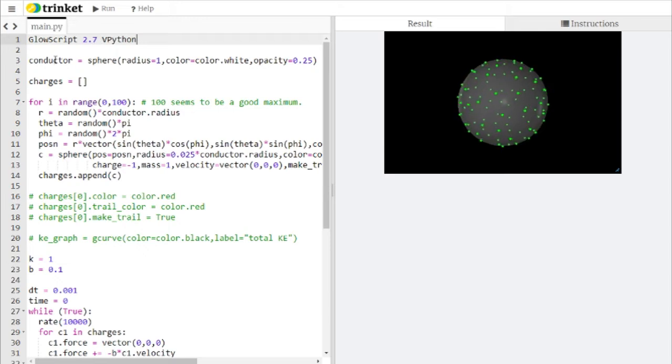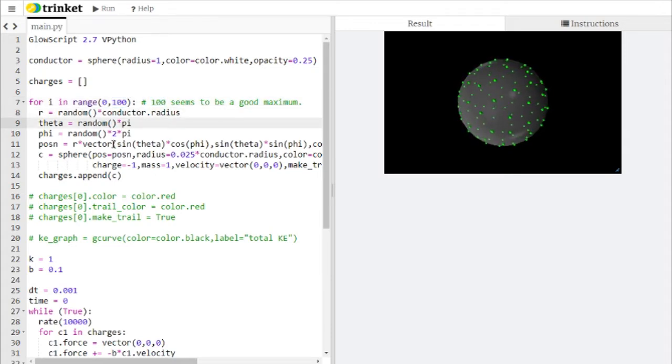We have a conductor. I've created that using VPython's sphere object here, and I've made it mostly transparent. So it's only got 25% opacity, which makes for 75% transparency. That's why you can see the electrons on the other side of the sphere here. And then we've made a list of charges. We're making 100. That seems to be a pretty good maximum, at least on my computer. If your simulation runs too slow, feel free to lower this number. The number itself is not important. You just want it to be a big number.